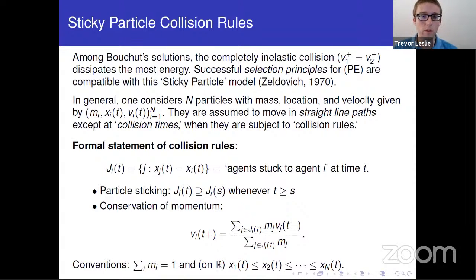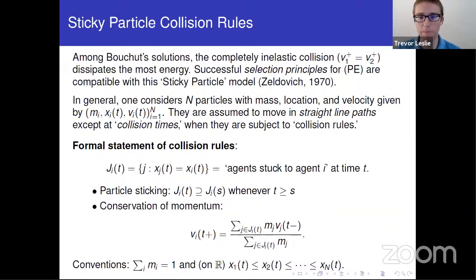Now, if you're only interested in the discrete setup of the previous slide, you might be able to convince yourself pretty quickly that a good selection principle should correspond to completely inelastic collisions, or sticky particles, as the situation is called. This type of collision dissipates the most energy while still conserving momentum. One, of course, does have to formulate some independent selection criteria for non-discrete initial data. But it turns out that all the success stories of the pressureless Euler theory are compatible with this sticky particle model. So let's describe these sticky particle interactions a little bit more concretely.